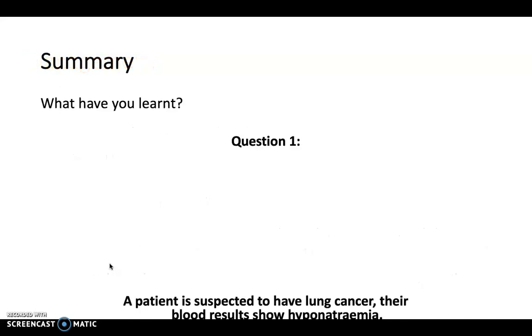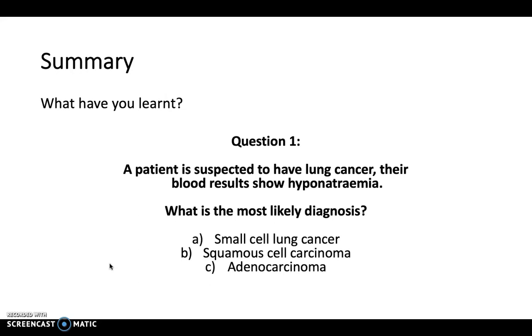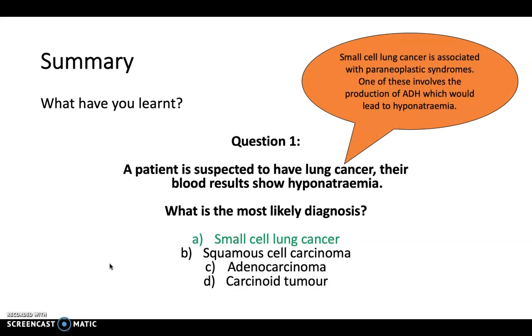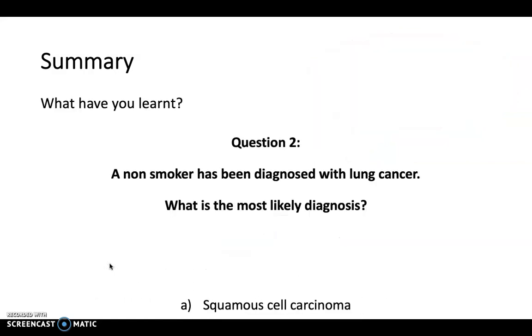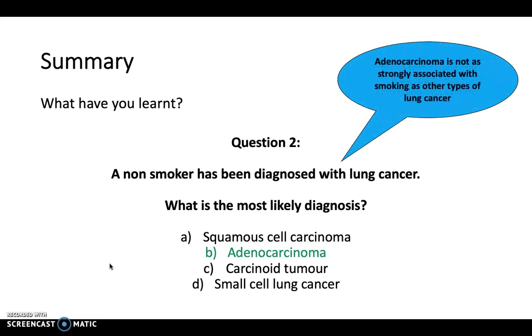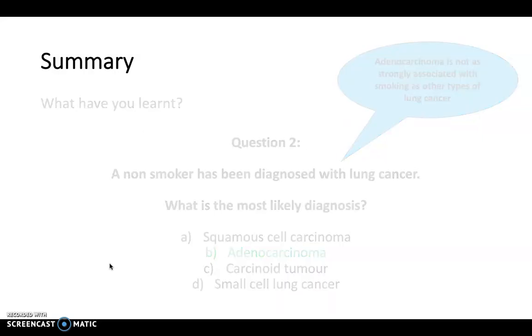So in summary, we look at the questions we've already looked at the start. If you've got a patient with hyponatremia, remember the most likely diagnosis here is small cell lung cancer, on the basis that this is likely to be a paraneoplastic syndrome resulting in the production of ADH and as a result hyponatremia. Question 2, a non-smoker diagnosed with lung cancer. Of course here the most likely answer is adenocarcinoma. This is the most likely cancer associated with non-smokers.